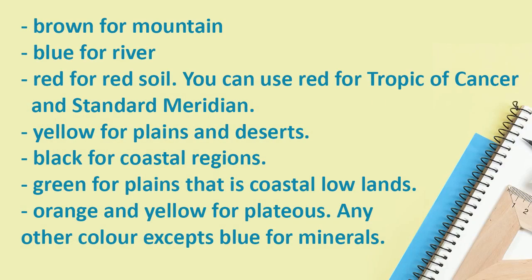Brown for mountains, blue for river, red for red soil. You can use red for Tropic of Cancer and Standard Meridian, yellow for plains and deserts, black for coastal regions, green for plains, that is coastal lowlands, orange or yellow for plateaus, and any other colors except blue for minerals.